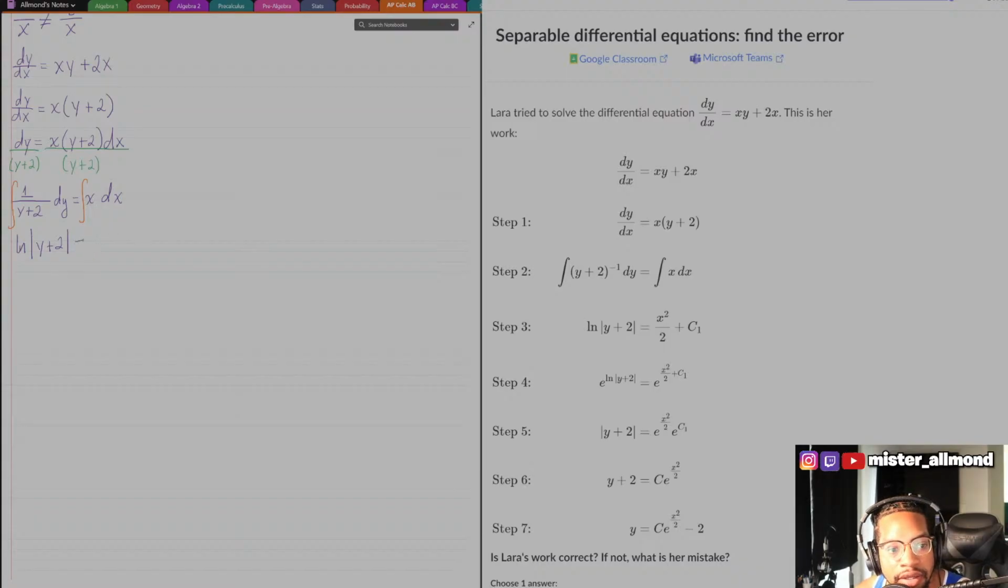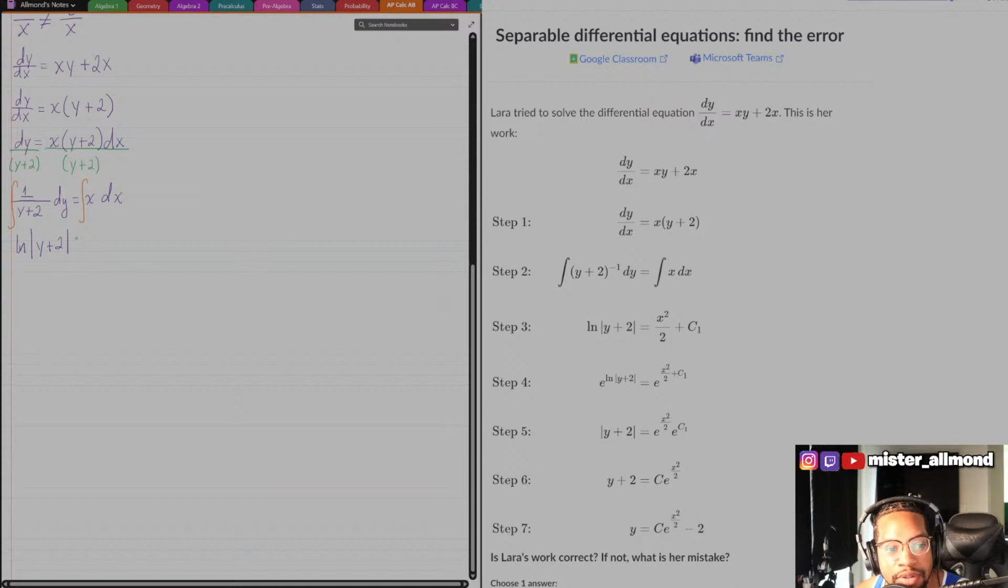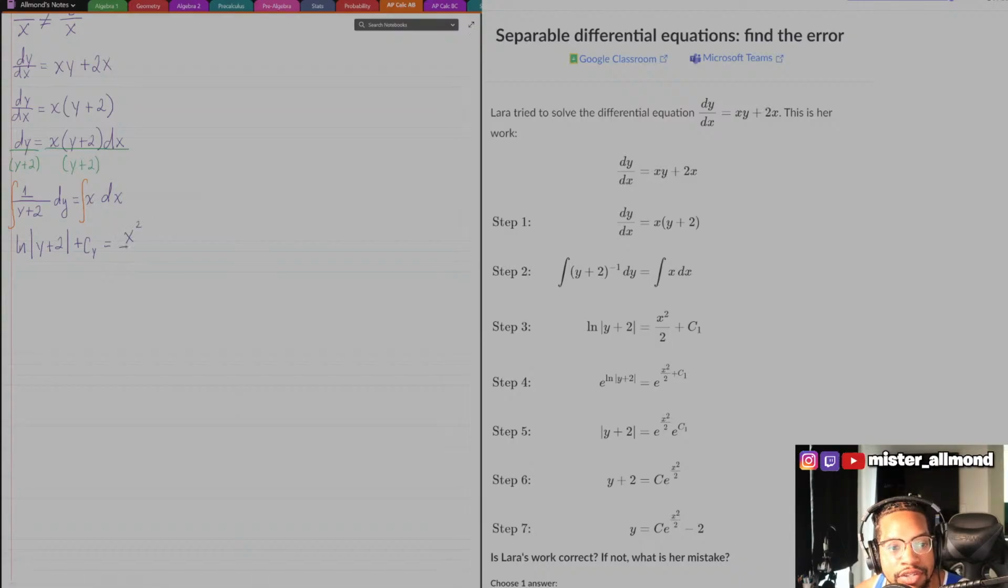Yeah. And then I think I found the, actually, no, I didn't find the mistake. And let me do it the full way. I need to add C. And then on my left side, that's just reverse power rule. So that's x squared over 2. And then I am going to add C, but it's a different C. So if you notice, I put a CX and a CY.